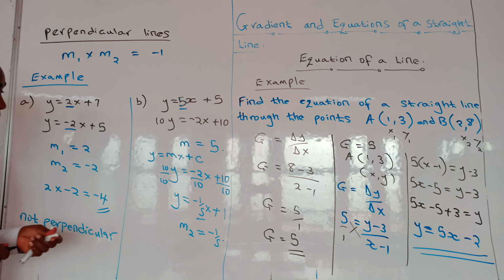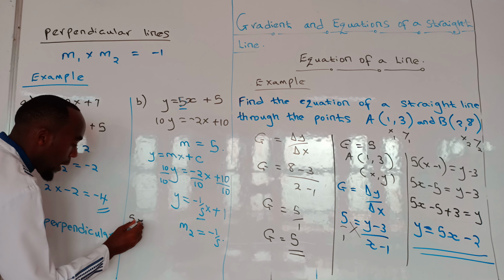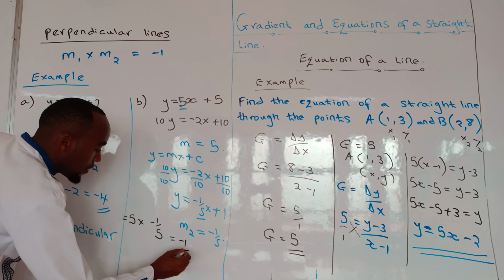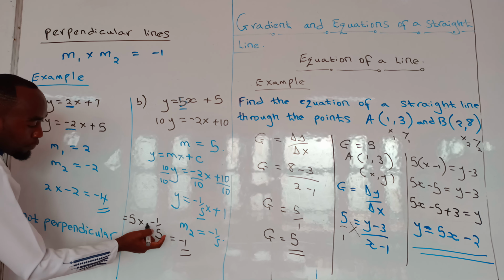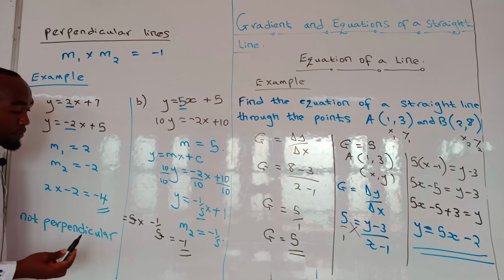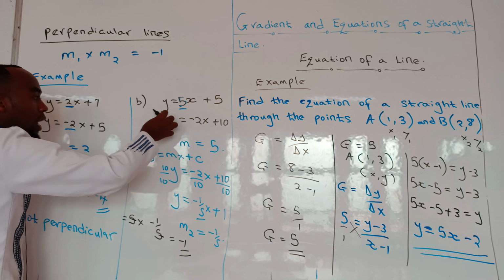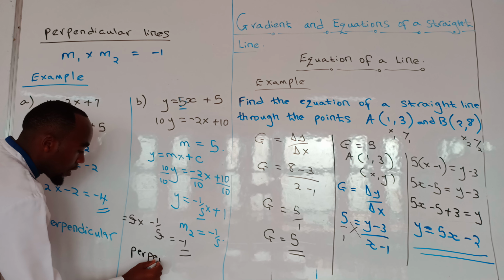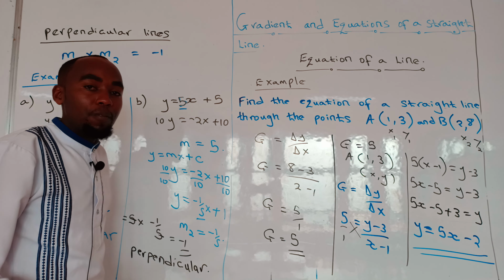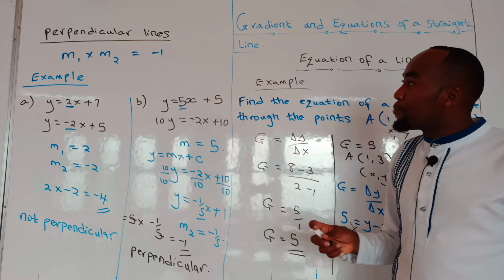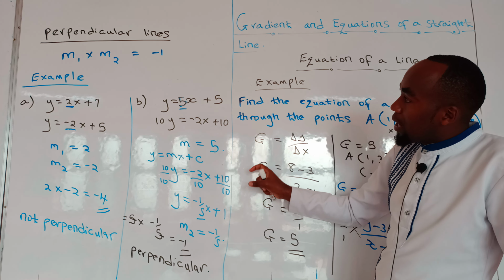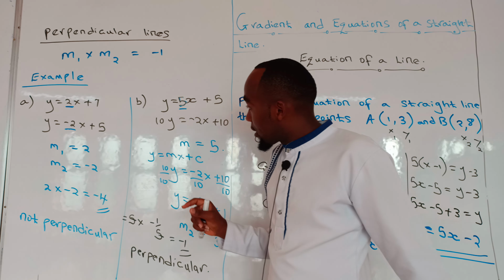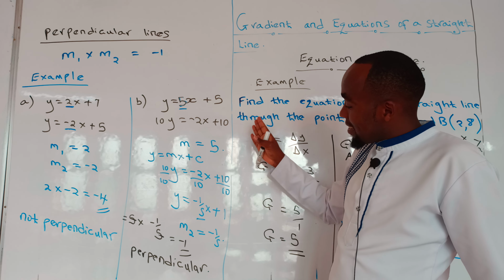Therefore, can we test if they are perpendicular? m1 was 5, m2 is -1 over 5. When you multiply these two, you get -1, because -1 over 5 times 5, the 5s cancel, and you remain with -1. Therefore, we can conclude that these two equations of a straight line are perpendicular. You see? That's how we determine if equations of lines are perpendicular or not. The first pair is not perpendicular because when you multiply the gradients you got -4. Here they are perpendicular because when you multiply the gradients, you get -1.